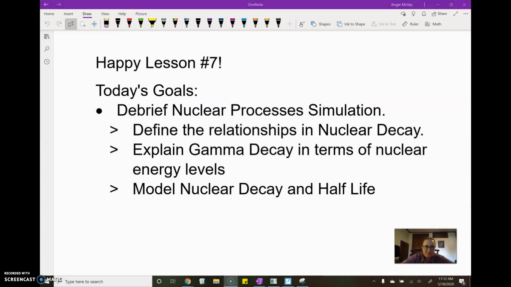Today we're talking about nuclear processes. We're going to debrief the simulation that you completed for homework, and then we're going to define the relationships of nuclear decay. We'll talk about how we can represent nuclear decay using equations, then talk about gamma decay in terms of nuclear energy levels, and then I will leave you with an activity to model nuclear decay and half-life. It might involve pennies or M&Ms or Skittles, whatever you have at home that has two distinct sides and are all identical.